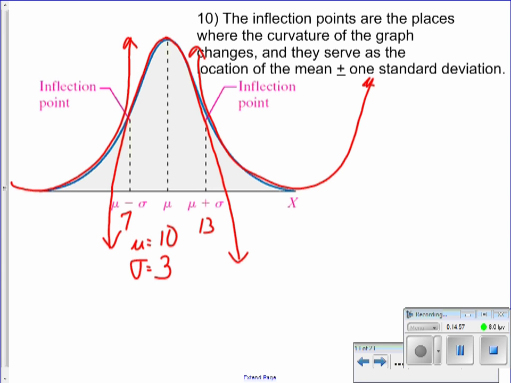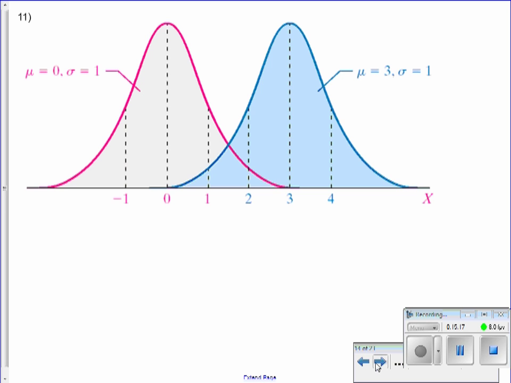Now, of course, this means that the mean and the standard deviation are extremely important to the normal curve because the mean obviously tells you where the center is going to be. The standard deviation gives you some information about how spread out the graph is going to be. And so the question becomes what happens when you change a mean or you change a standard deviation. Number 11 asks about what happens when you change a mean.